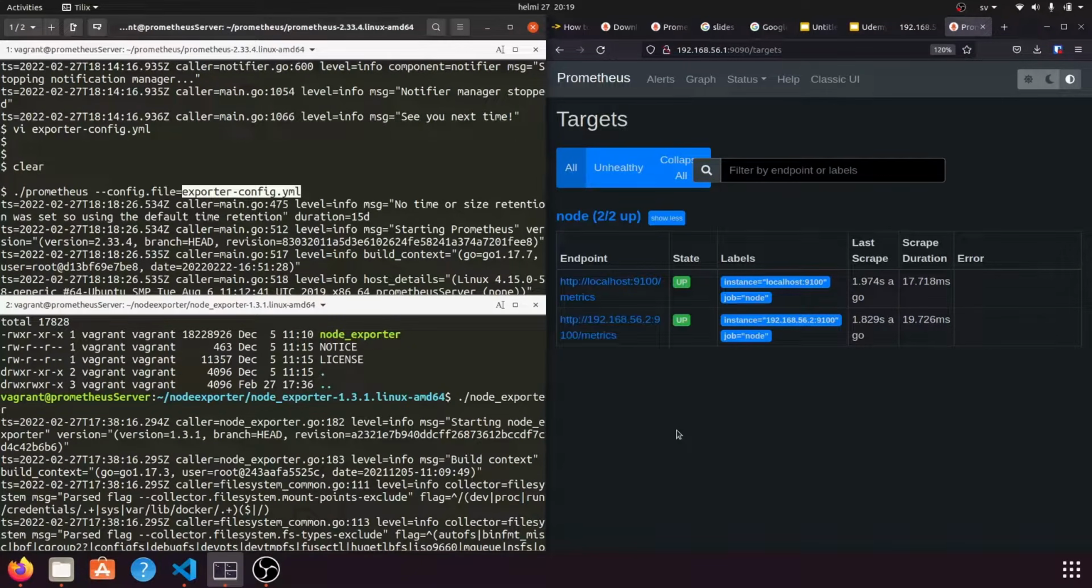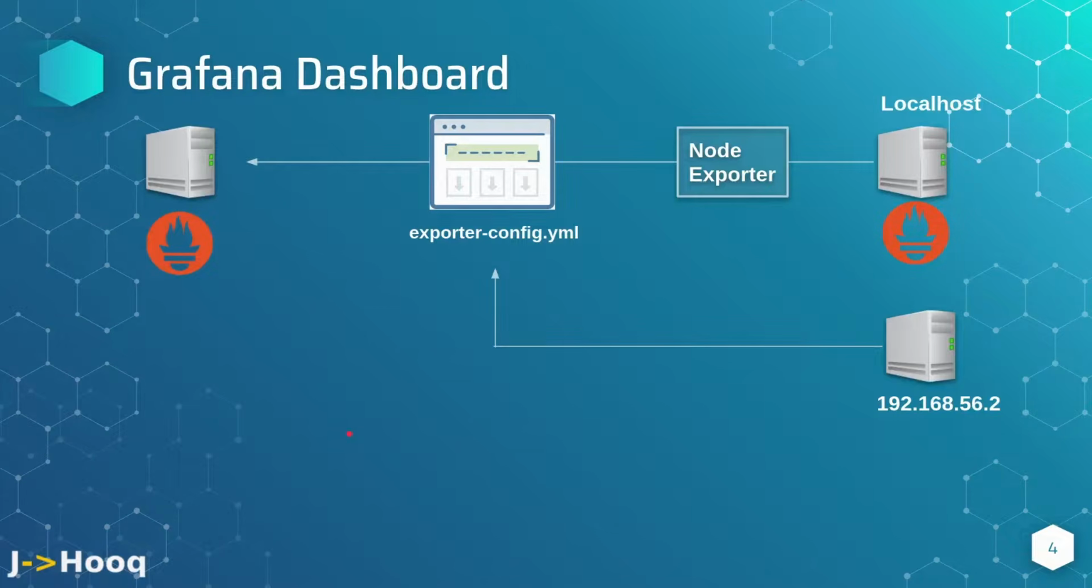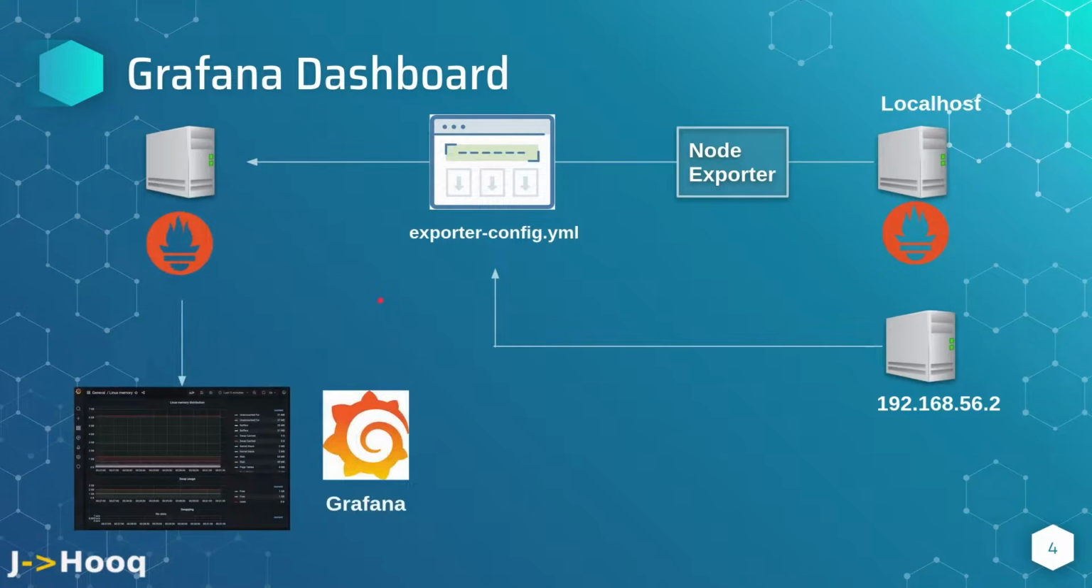So this is how you are going to configure the remote host node exporter onto your Prometheus server. Now, if you look back at this picture, we have set up the Prometheus server, we have set up a node exporter, we have set up the exporter config.yml. The missing piece in this diagram is Grafana.